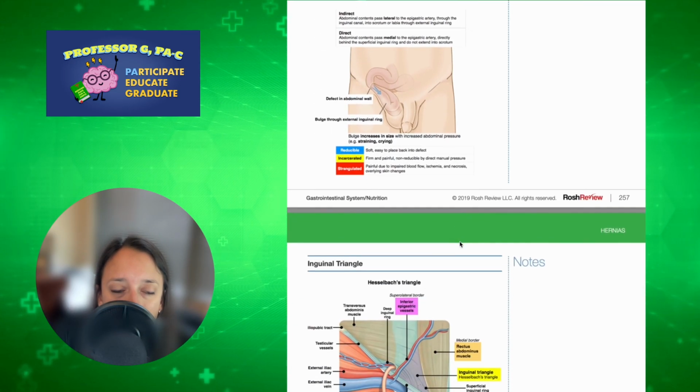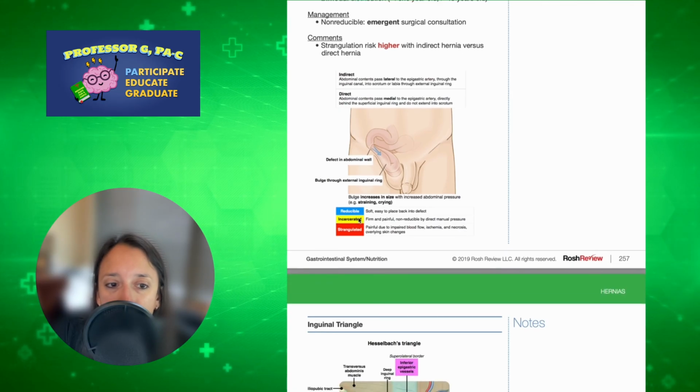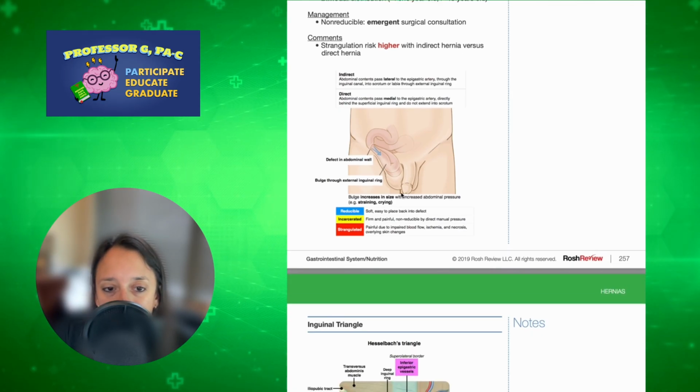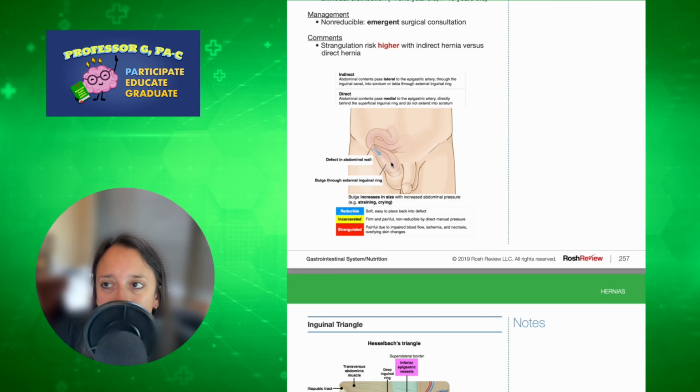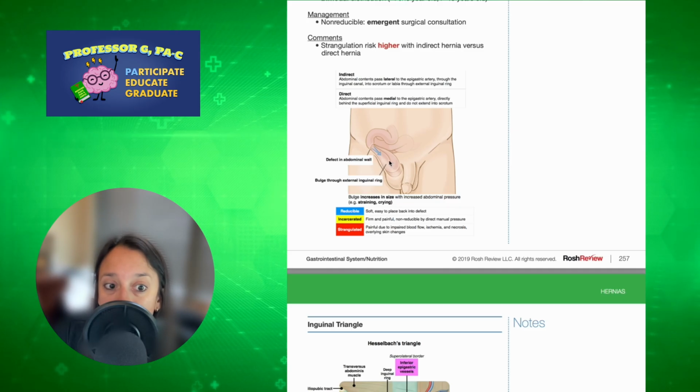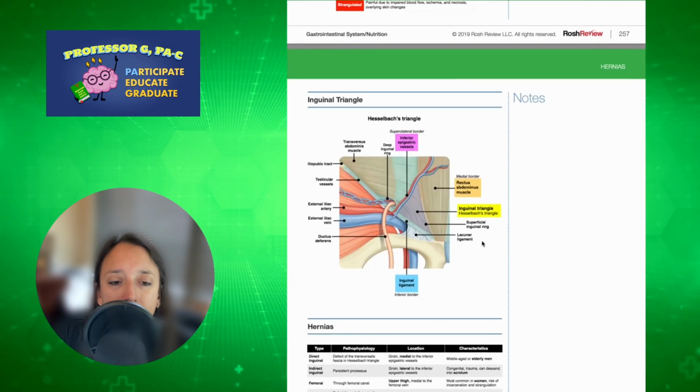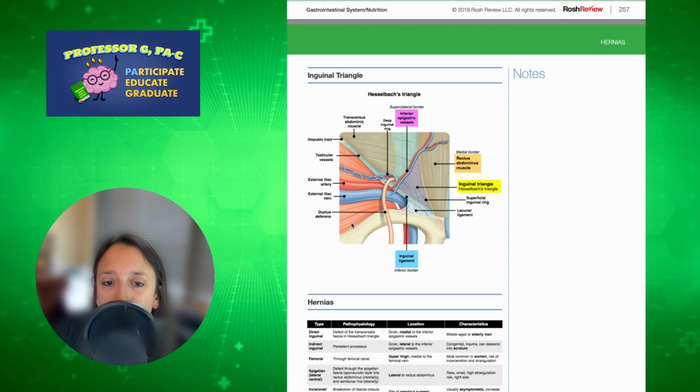All right. So we need to know the difference between reducible, incarcerated, and strangulated. So reducible means I can push it back in and it's easy to push back in and out. Incarcerated means it's stuck on the outside. It cannot be reduced, but it doesn't imply any type of strangulation of the vessels. And strangulated is due to impaired blood flow to the bowel, which can cause necrosis and other things. And here's another picture of that inguinal triangle. It's looking at Hesselbach's triangle and other things.